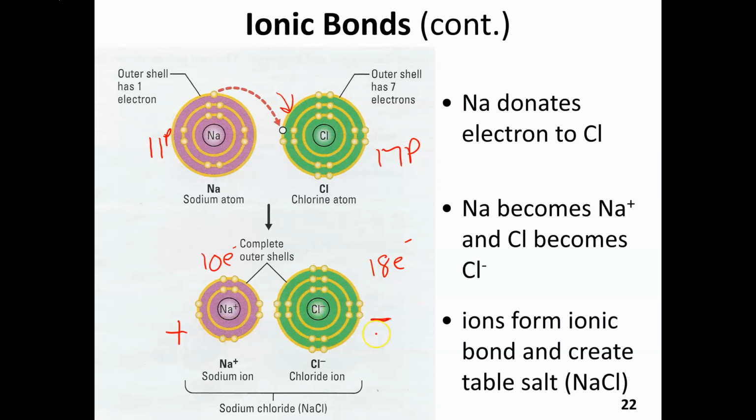These two oppositely charged atoms are then going to stick together. So the sodium ion and the chloride ion stick together, forming sodium chloride, which is an ionic bond and forms table salt. So this one is called a cation. Cations are positively charged. This is called an anion. Anions are negatively charged.